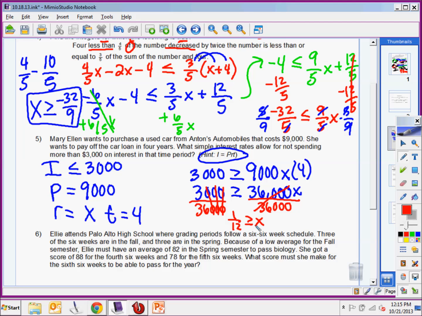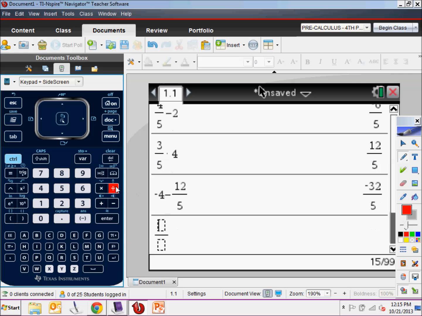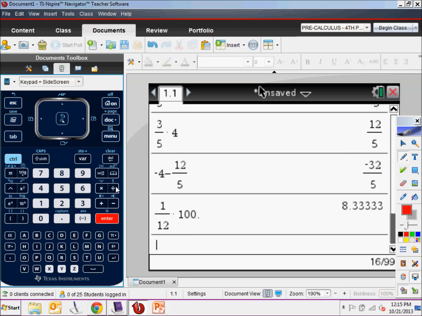You do 100 divided by the denominator times the numerator. Or with a calculator, you put in 1 over 12 times 100. And you get what? What happens is when you times 100, make sure you put a decimal at the end. Don't you get 8.33?